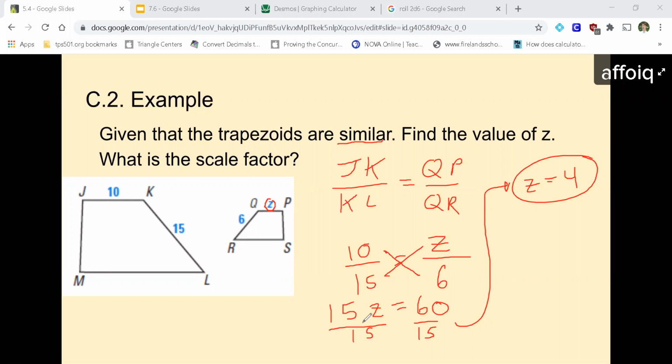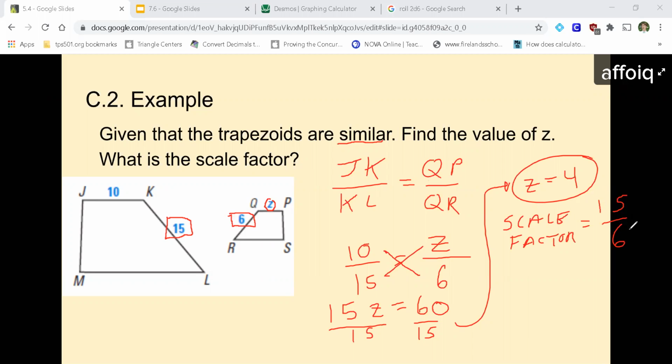All right, so that finds us the value of Z. We also need to find the scale factor. For our class, unless it specifies, we're always going to assume that the scale factor is what takes the smaller one to the bigger one. Okay, so to find the scale factor, all I'm going to do is divide the bigger side by the smaller side. That says 15 over 6.